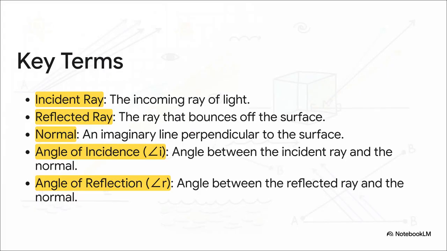Okay, so to make sure we're all on the same page, let's quickly define these terms. The incoming light is the incident ray. The light that bounces off is the reflected ray. Now, the most important one here is the normal. It's just an imaginary line that we draw, sticking straight out from the mirror, at 90 degrees, right at the point where the light hits. Both angles are always measured from that line.